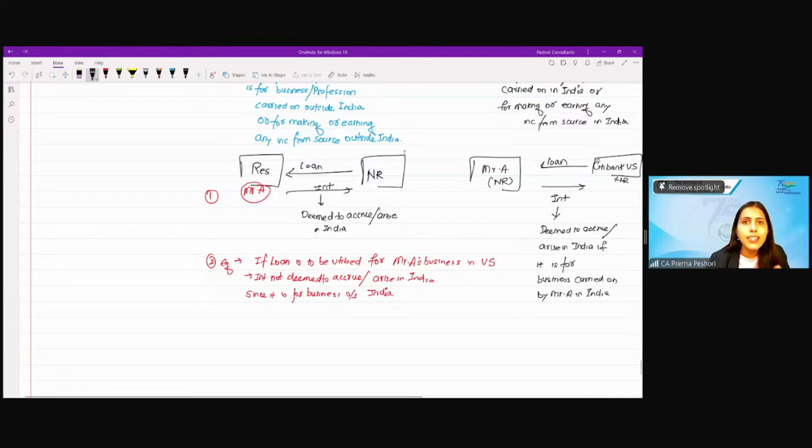Now, let us try and understand the meaning of interest, royalties, and FTS. This is very, very important. What is the meaning of interest? Again, it's very simple. Interest is defined under 2(28A). So let me now take you towards the module itself to understand the meanings here.